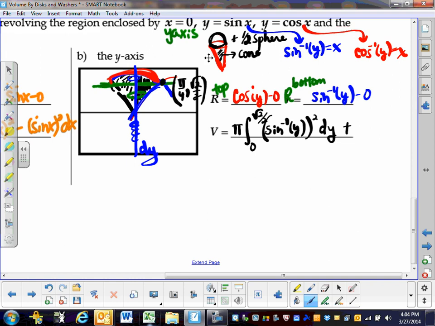So it's just pi r squared h. Plus the ice cream part at the top starts at a height of root 2 over 2 and stops at the very top of the graph. Well, the very top of this graph is the top of the cosine graph, so that's 1. So we have pi r, which in this case is cosine inverse of y, squared dy.